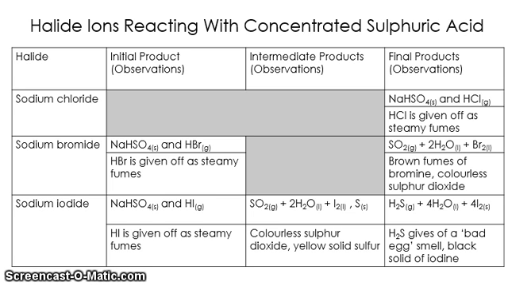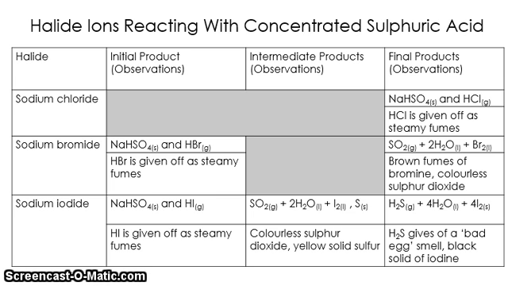You then have an intermediate product, so you'd have some colourless sulfur dioxide being given off to give SO2 and 2 waters and I2, so you'd also see the black solid of iodine at that stage. Yes, the sulfur dioxide then gets reduced further to give sulfur, at which point you see some yellow solid sulfur, and then it gets reduced even further to give hydrogen sulfide.